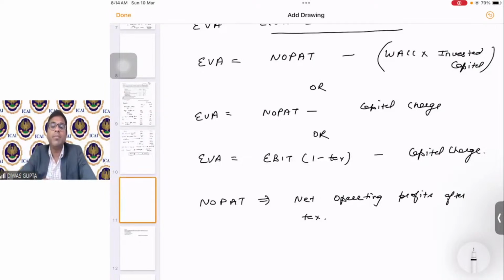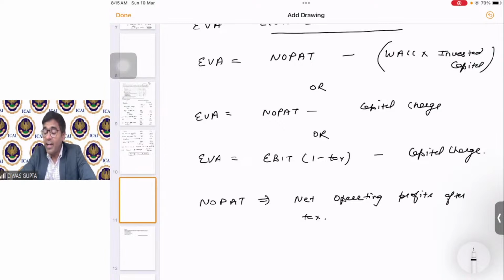So net operating profit after tax means that you just take whatever your business is helping you to earn and reduce tax from that, which I have denoted as EBIT into 1 minus tax. Earnings before interest and tax, if you adjust tax, you will arrive at NOPAT, which is net operating profit after tax. I hope it is understood.